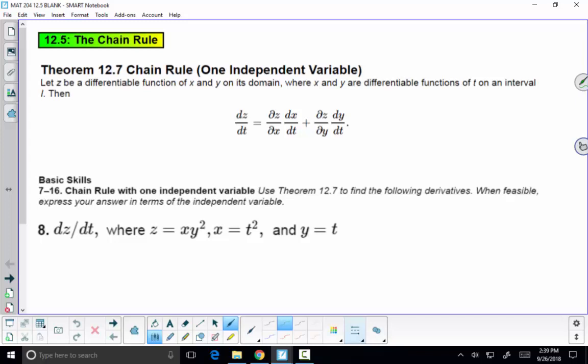This is what I remember. This is my old friend. The chain rule? Yeah, the chain rule is your buddy.